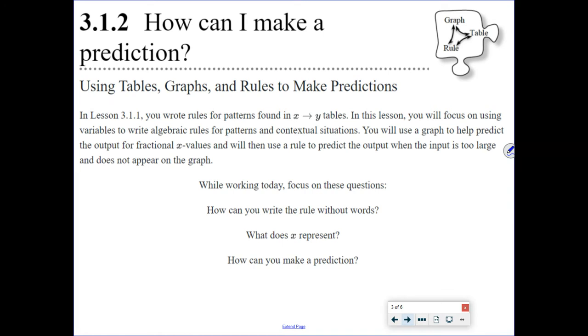So as we're doing this, please think, okay? Focus on these questions. How can you write a rule without words? And some of you were really good at that already. Some of you are starting to say, hey, I can do this x plus whatever, or, you know, that's really cool. That's what we're aiming for. Second, what does x represent? And third, how can you make a prediction? Okay, that's the goal here.